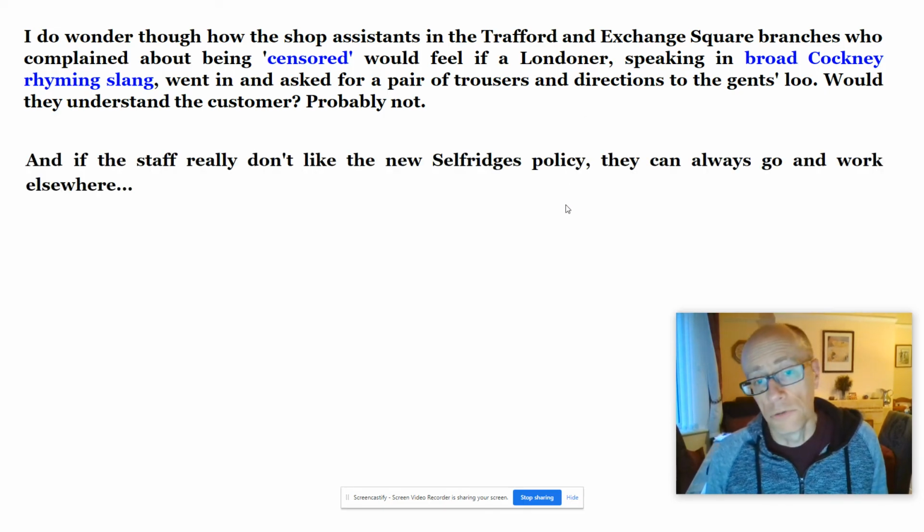And if the staff really don't like the new Selfridges policy, they can always go and work elsewhere. So interesting here that he's talking about standard English so much, and he begins the final one-sentence paragraph with a coordinating connective like that.